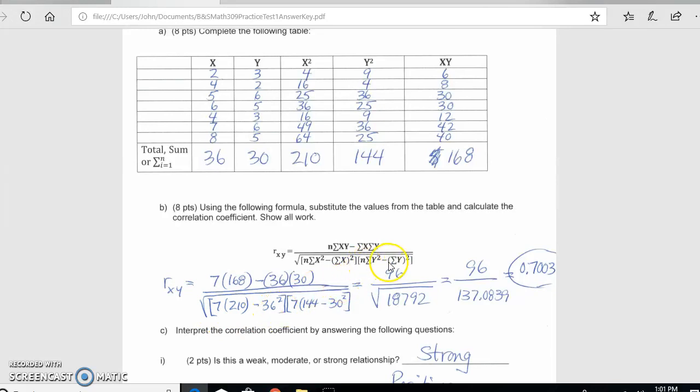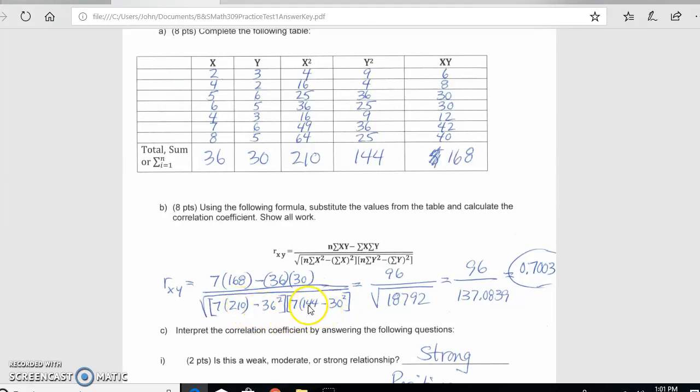Then we go to the second bracket here. We have n, and it's going to be n, 7, times the sum of the y squared column, which is the 144. So it's 7 times 144. Now I should have another parentheses right here indicating 7 times that. And then we are going to subtract the sum of the y column squared. The sum of the y column is 30 right here, and it's squared. So it's going to be 7 times 144 minus 30 squared. And that's going to give me a second quantity right here.